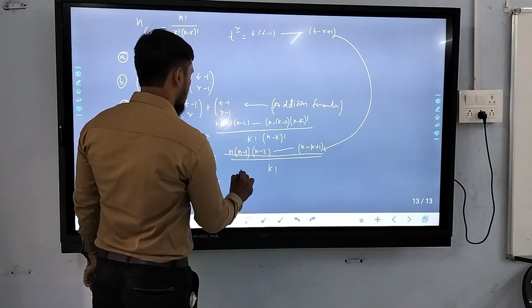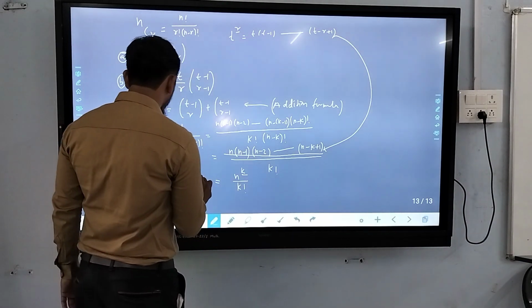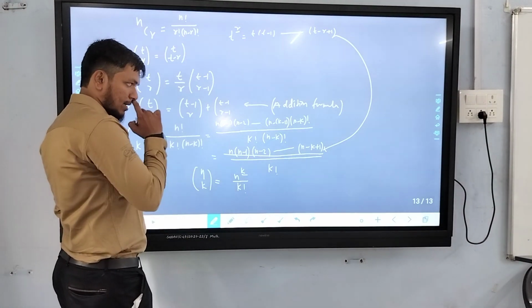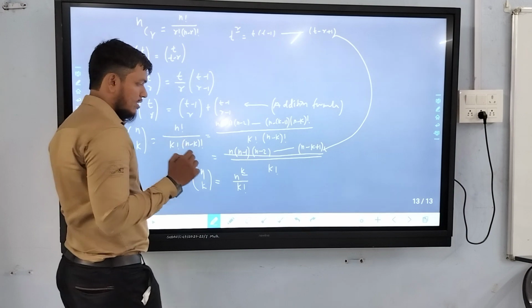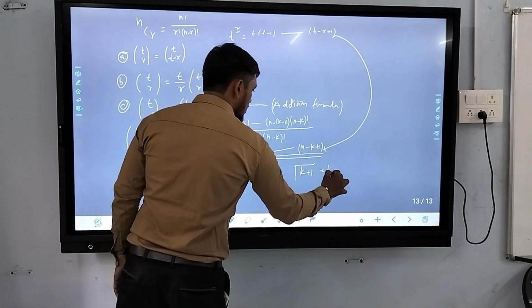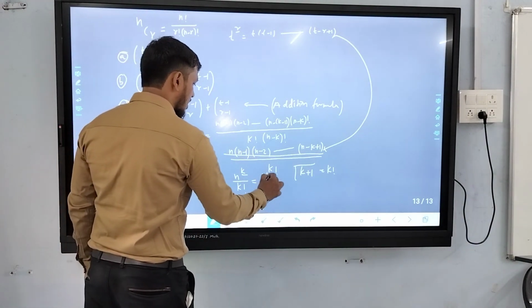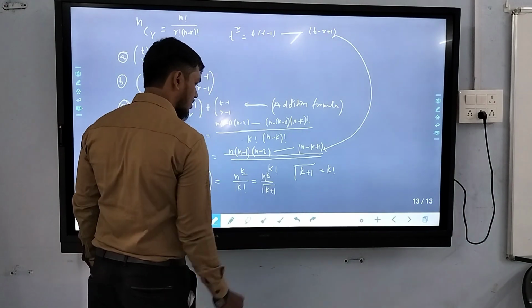n to the k falling, upon k factorial. On the left hand side it is nCk. Now by the gamma function, gamma k plus 1 is equal to what? k factorial. So in place of k factorial you can write gamma k plus 1.